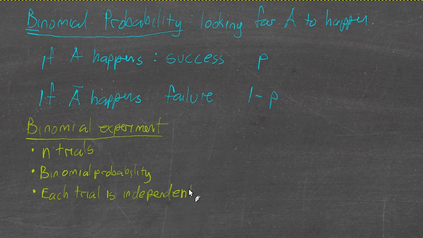Which means that the probability stays the same for every trial, so the result of one trial doesn't affect the next one. So for drawing cards, we have to put the first card back each time we draw a card out. And so now we're going to talk about the probability in n trials of having success k times.